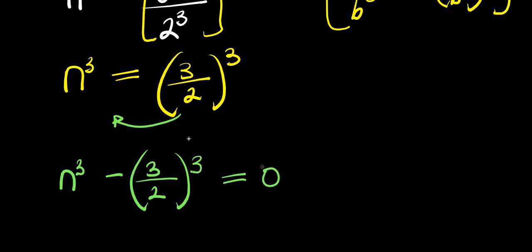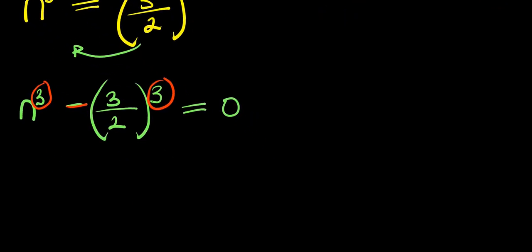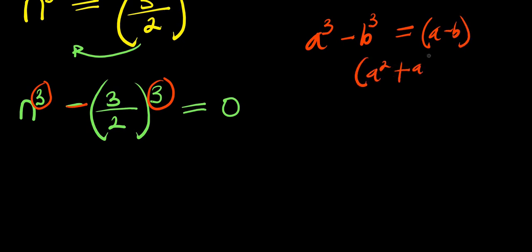And this equals 0. So at this point, we have power 3, we have power 3, and this is minus. So we can expand this using this identity. If you have a power 3 minus b power 3, this equals a minus b times a squared plus ab plus b power 2. And in this case, a equals n and b equals 3 over 2.